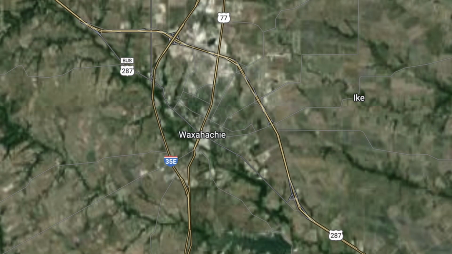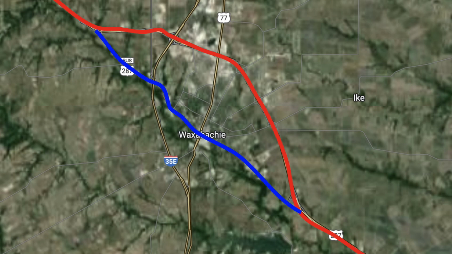Alright, so I'll explain what a business route is on this random Texan city that I found. Here's US 287. It kind of bypasses the city, so it doesn't serve much of a purpose to the residents of Waxahachie. But here's Business 287, which goes through the business district of the city, so cars can get funneled into the city where all the businesses are. Pretty useful, right?